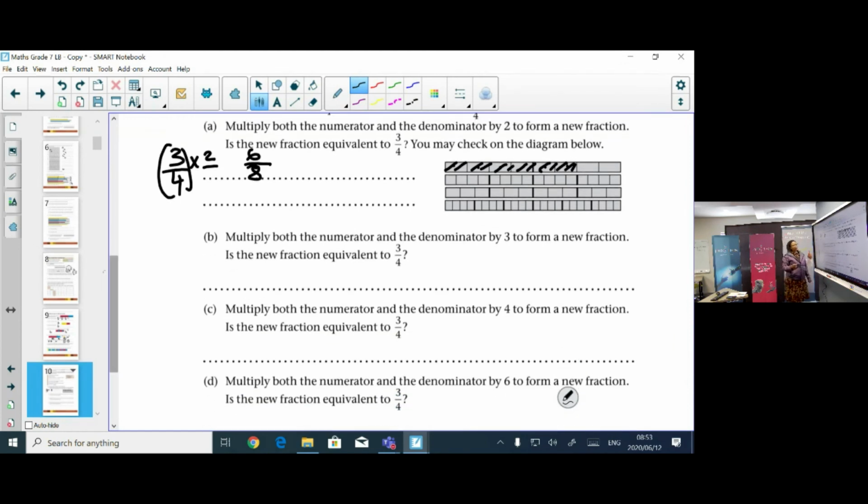Multiply both the numerator and the denominator by 3 to form a new fraction. So we are multiplying here by 3. 3 times 3 is 9, then 4 times 3 is 12. So I'm looking for the one that is divided into 12. 1, 2, 3, 4, 5, 6, 7, 8, 9, 10, 11, 12. So this is 1 divided into 12, and I must color in 9: 3, 4, 5, 6, 7, 8, 9.